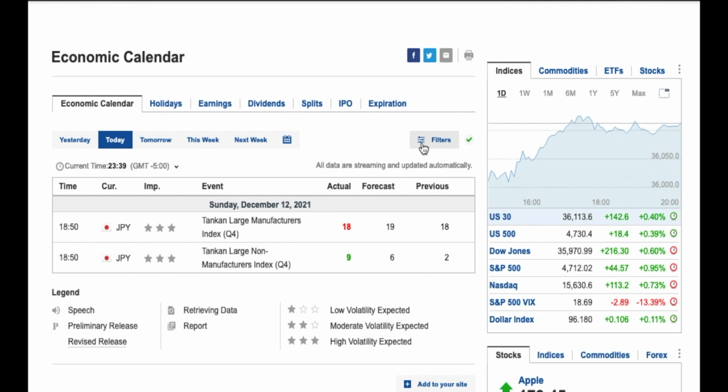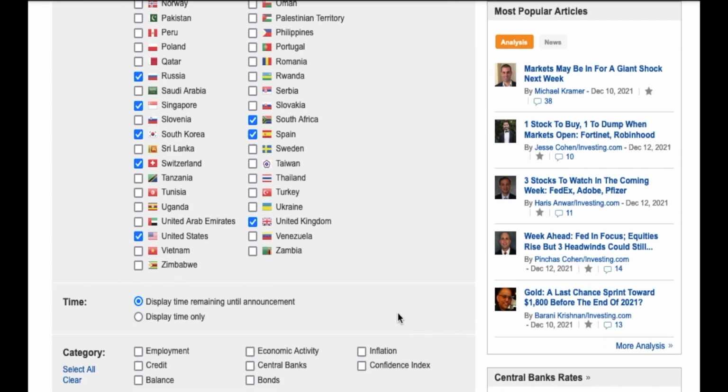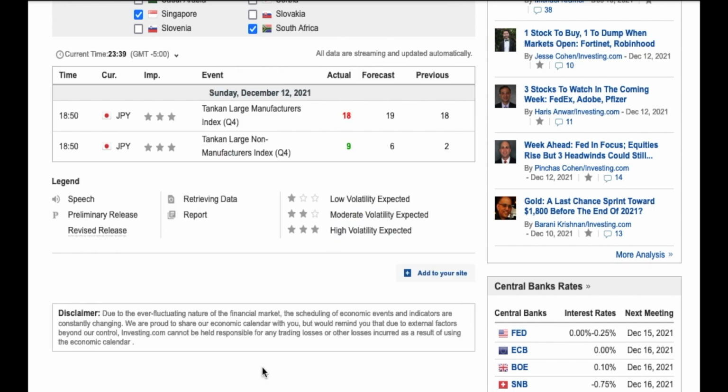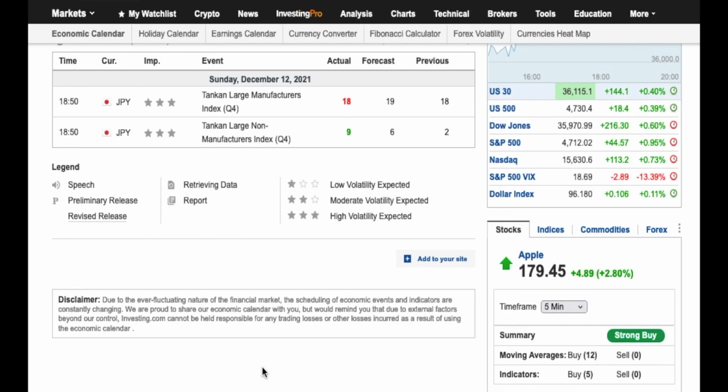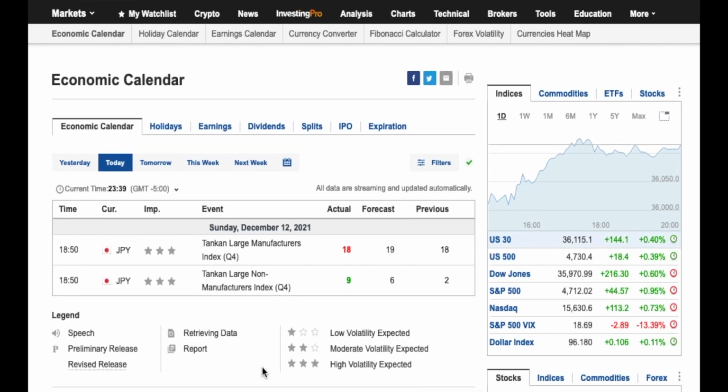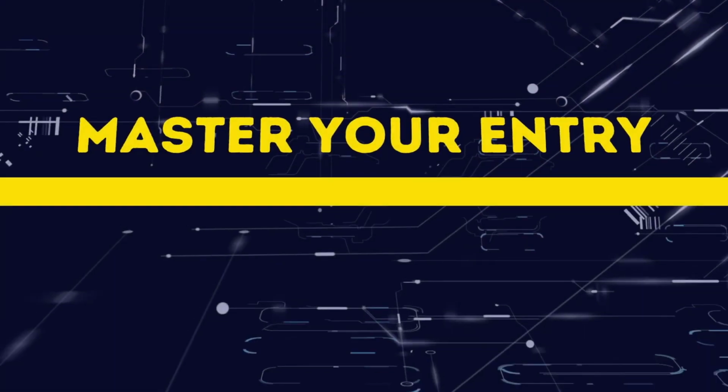Click on the filter. Apply. Let's move back up to the top and see which ones have 3 stars. Those are going to be the pairs that are going to be experiencing a lot of volatility for the day. Therefore, you may not want to trade those particular pairs, or have some caution if you do.